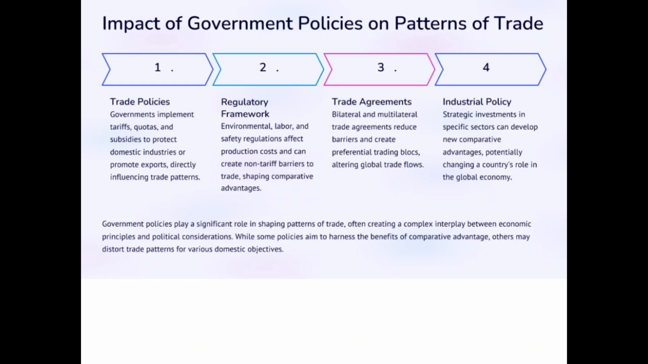Government policies play a significant role in shaping patterns of trade, often creating a complex interplay between economic principles and political considerations. While some policies aim to harness the benefits of comparative advantage, others may distort trade patterns for various domestic objectives.